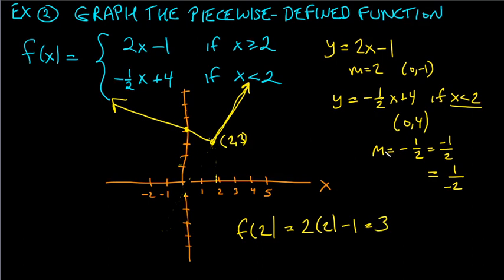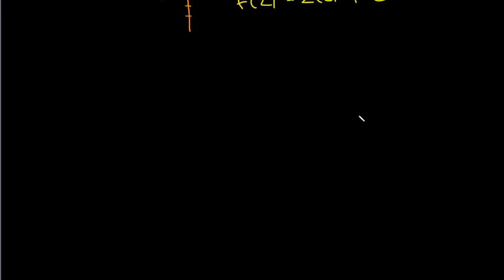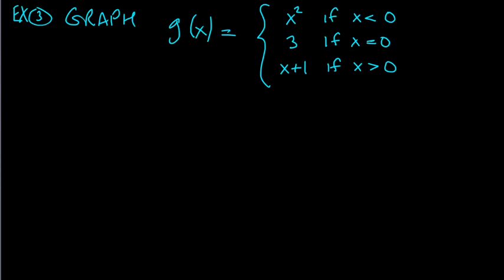Right, but that didn't have to happen. In fact, let's look at another example, and we'll see that that's usually not the case. Okay, so now we have a function that's 3 separate pieces. It's x squared if x is less than 0. It's 3 if x equals 0. And it's x plus 1 if x is greater than 0.